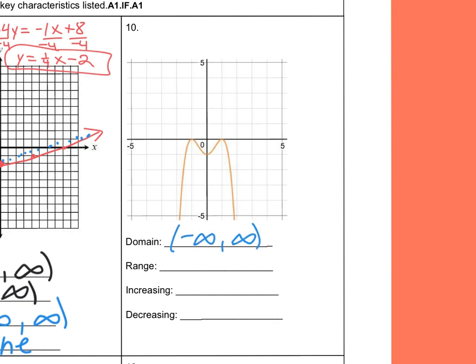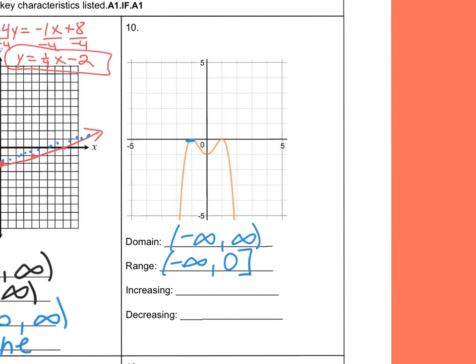Perfect. Then we've got the range, which is, again, just our y-axis. Am I going down forever? Yes. So that would be starting at negative infinity, but am I going up forever? No. Where am I ending at on the y? 0. Remember, range is just y-axis. So we're ending at the 0. That's as far as we go.